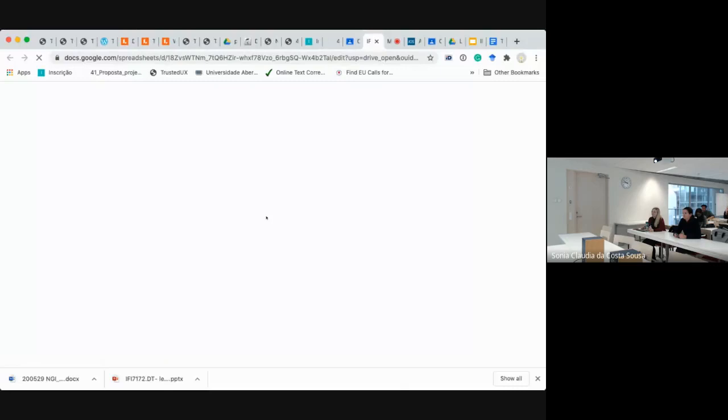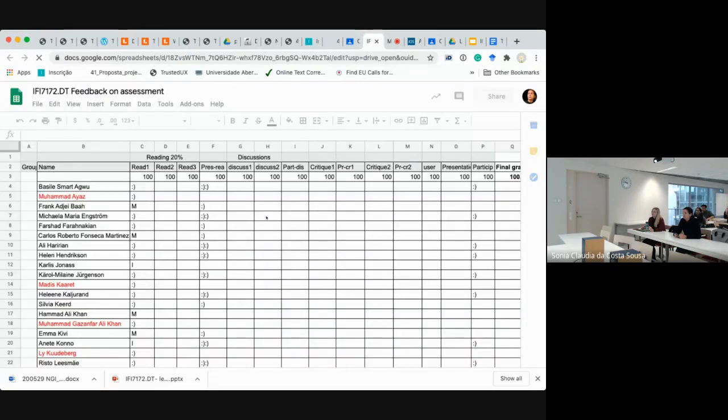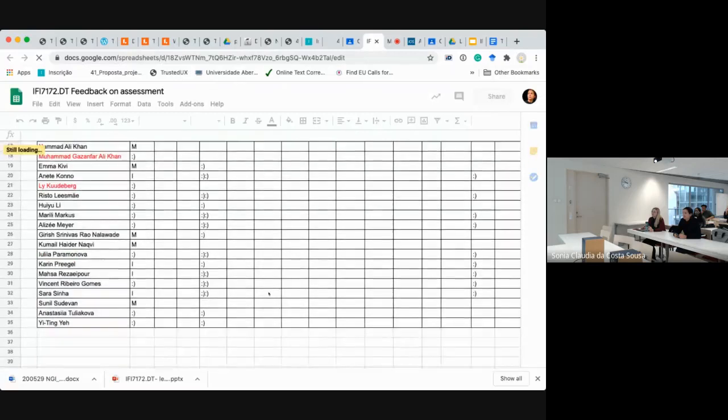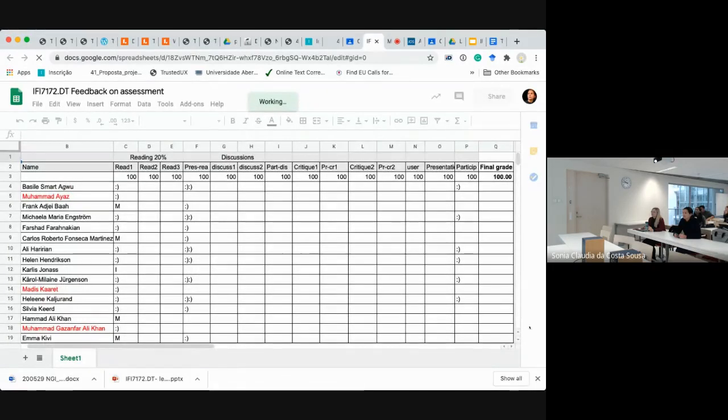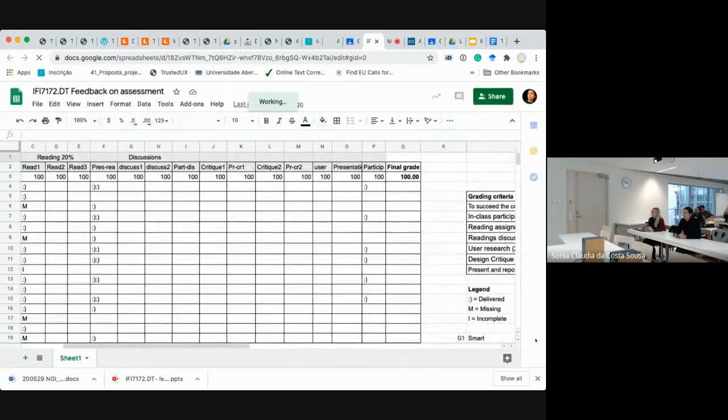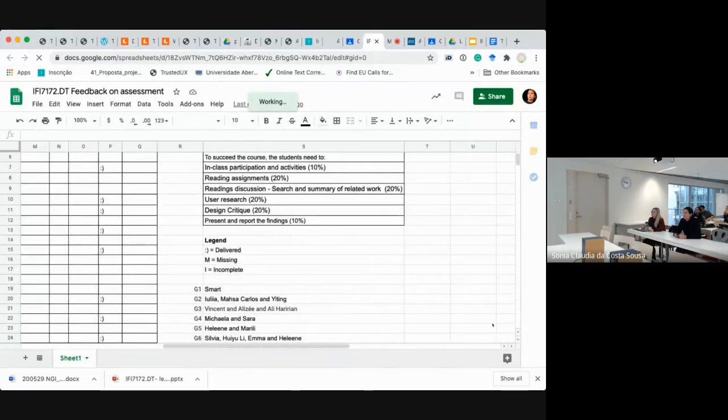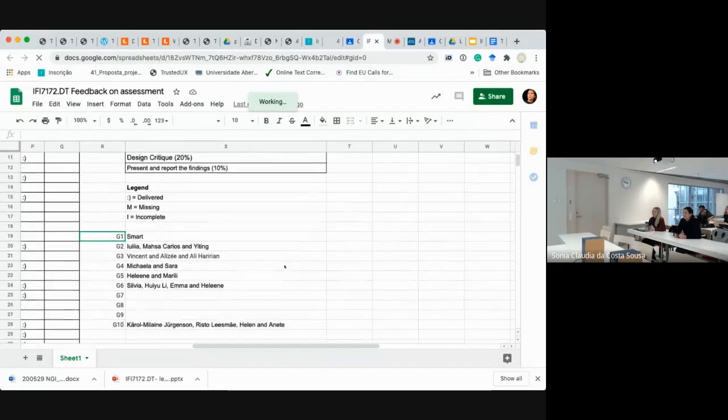I didn't update the last Doodle poll. I saw that you had some names of the groups over here somewhere. I didn't update it yet, so some names might be missing here, but this is more or less what you submitted in Doodle. If you have any questions, I'm here. I have lessons every week. Usually I'm here on Mondays, Thursdays and Fridays.